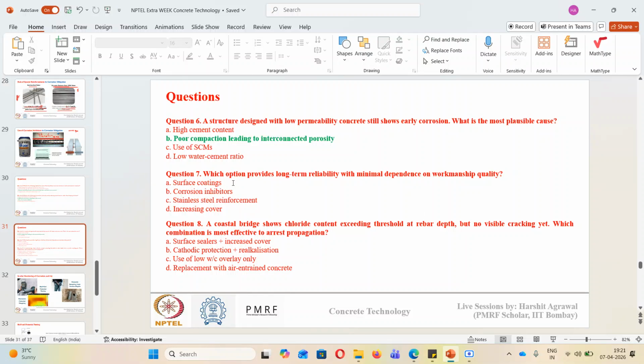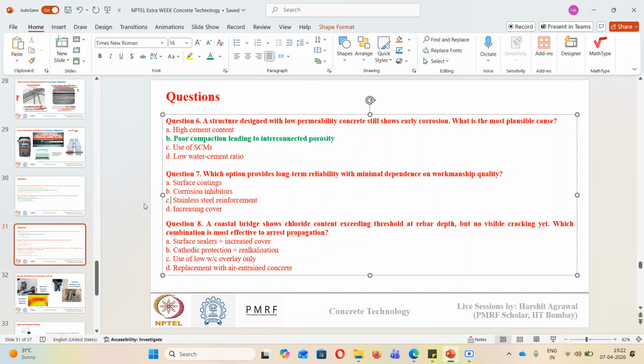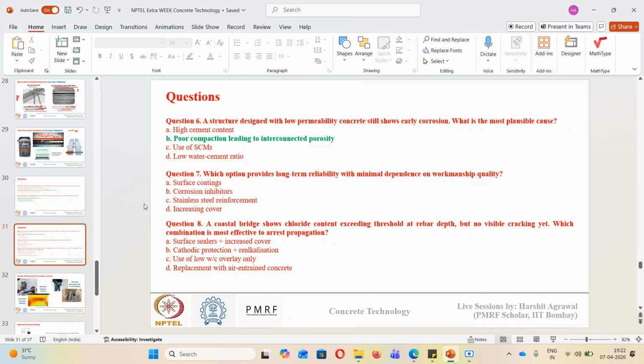Question number 7. Which option provides long-term reliability with minimum dependency on workmanship quality? Among these four options, which is the best option to increase the durability of reinforced concrete without much dependence upon the workmanship quality?